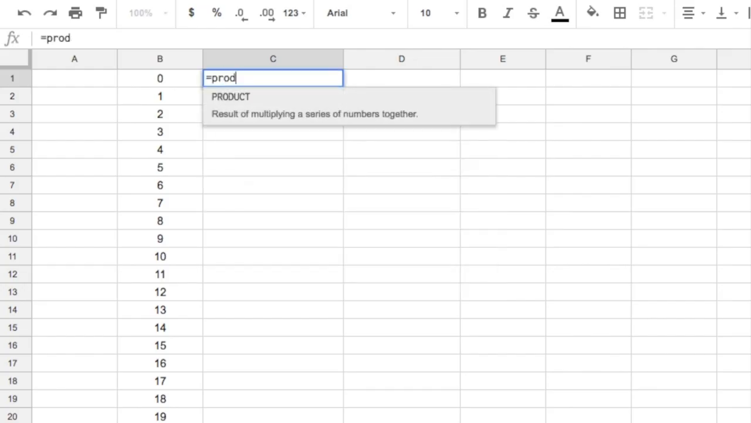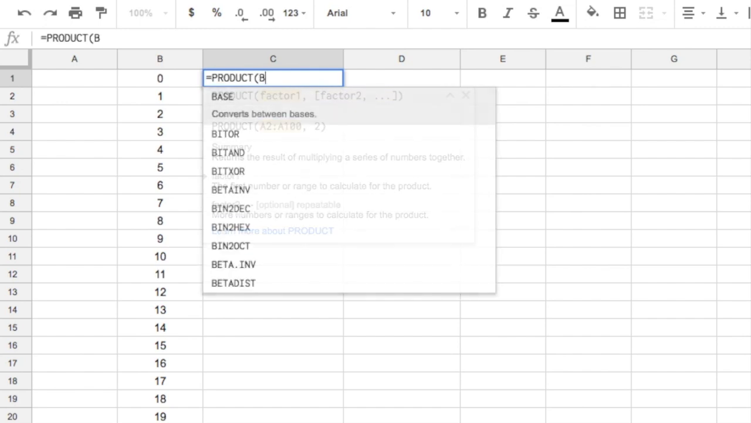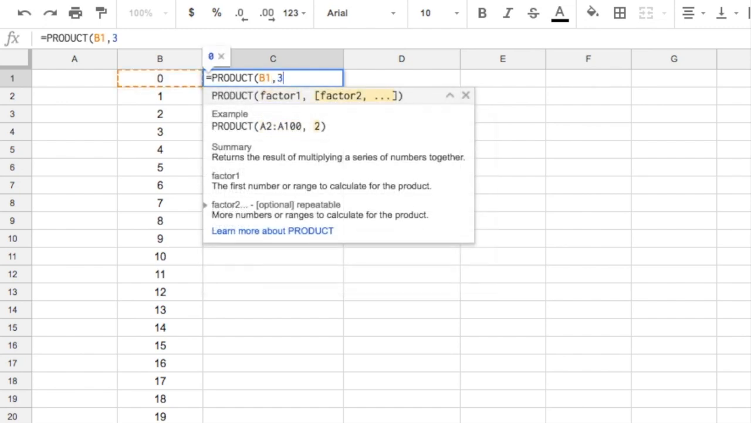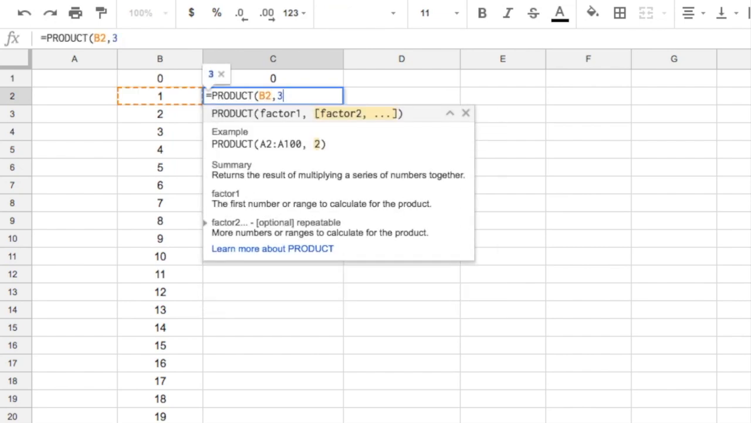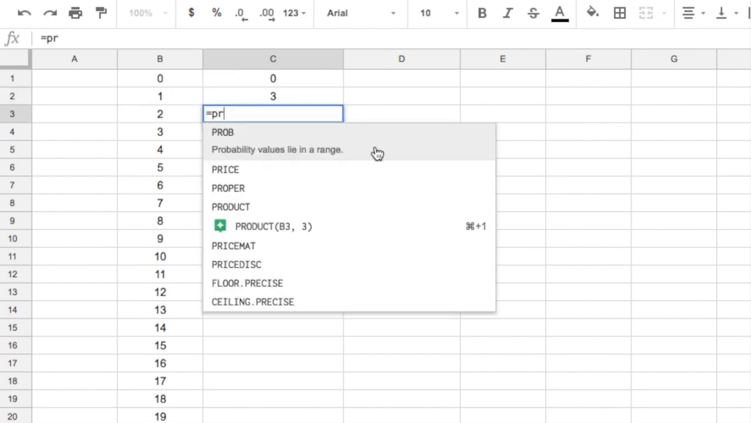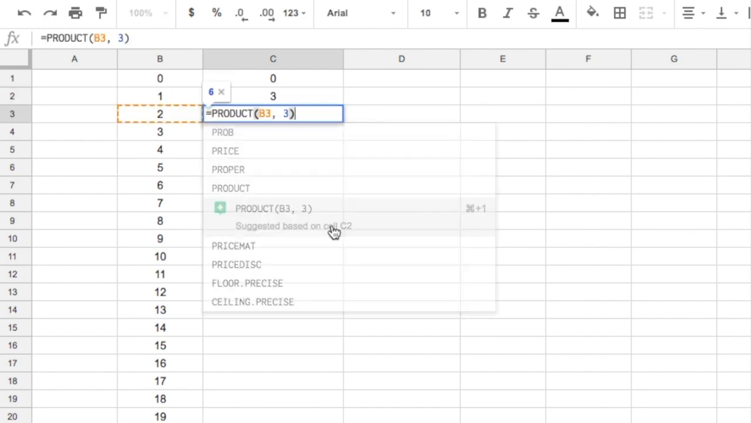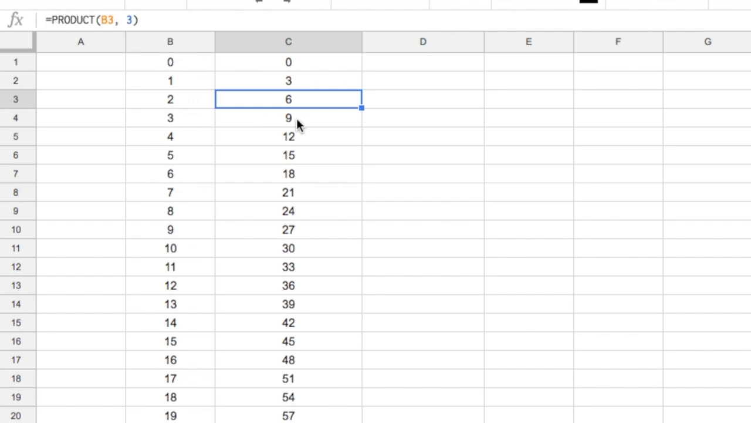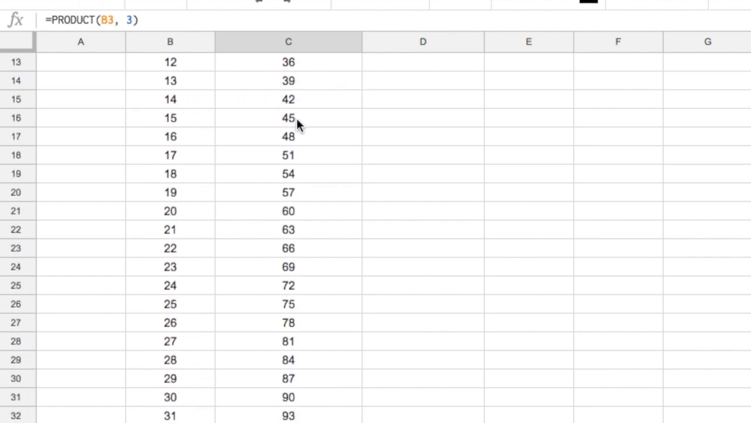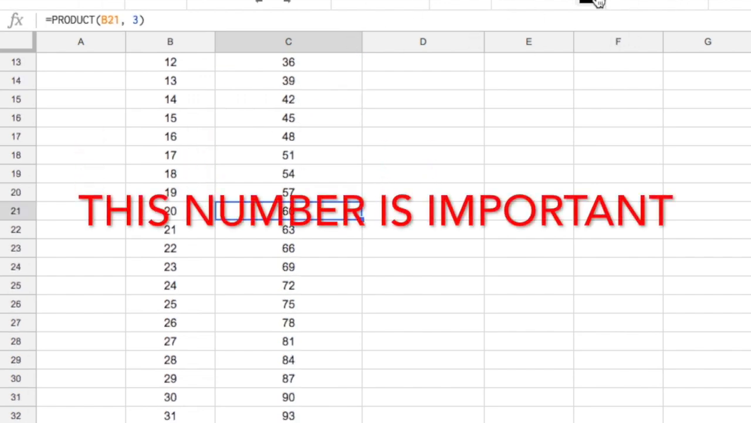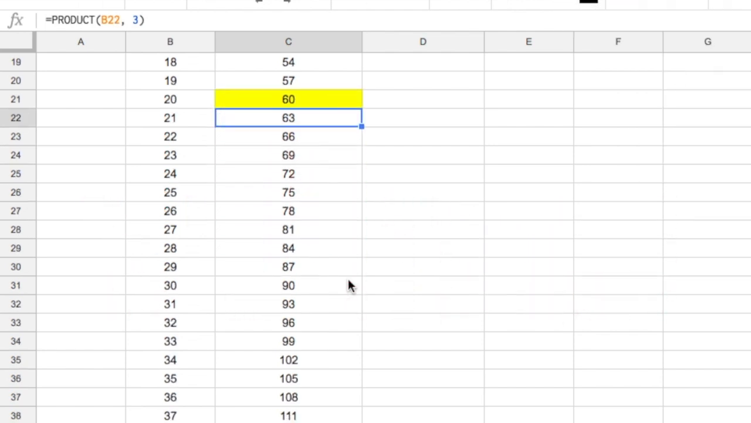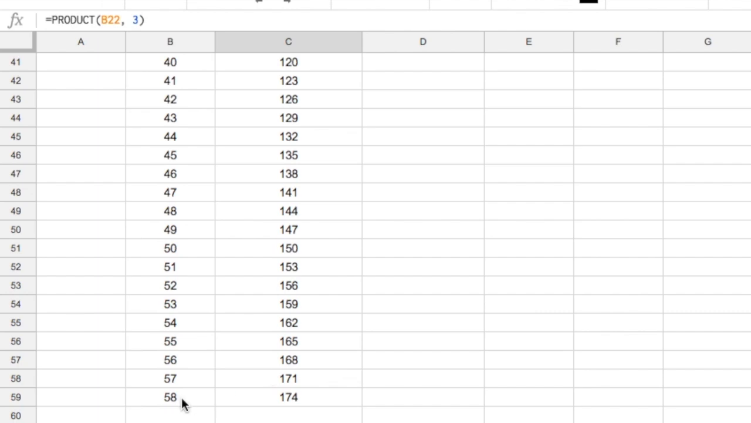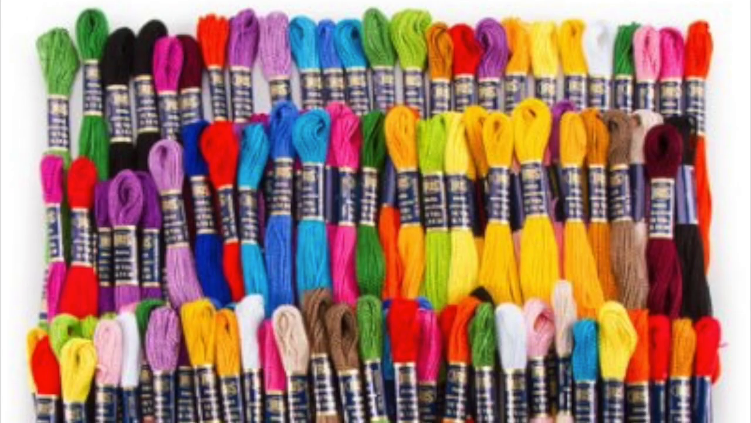So 3 times 0 is 0. I actually typed out the multiples just to keep track of where I am and not mess anything up. 1 times 3 is 3. 2 times 3 is 6. All the way till we get around 58 times 3, which is 174.